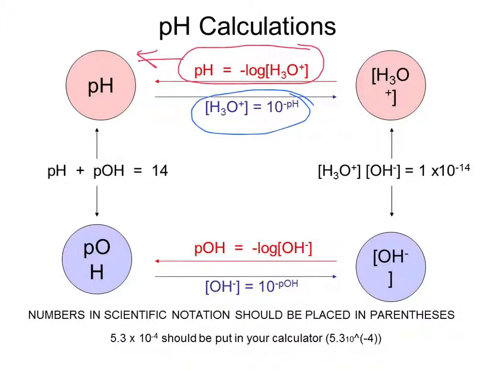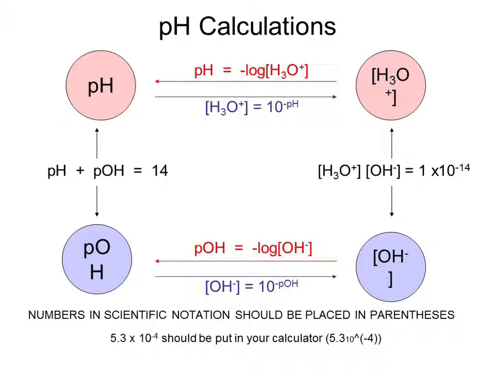It's just the 10 raised to the negative pH. So let's say the pH equals 2. It would be 10 raised to the minus 2 to give me the concentration of this. All right. So let's see some more of these real quick.